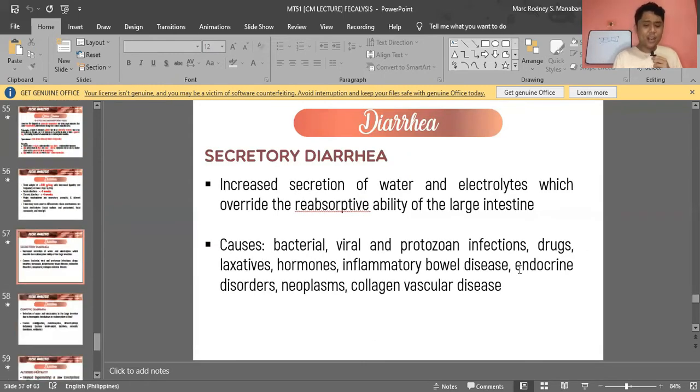So you have here secretory diarrhea. So the point in secretory diarrhea, dears, is that it could be due to bacteria or toxins that induce the intestines to secrete water and electrolytes. Therefore, diarrhea. So it pushes, it induces the intestine to secrete water and electrolytes. And again, what are the causes? Bacterial, viral, protozoan infections, drugs, laxatives, those like Bigger Line, the ones that make you go, yes, laxatives. Hormones, inflammatory bowel disease, endocrine disorders, neoplasms, and collagen vascular disease.